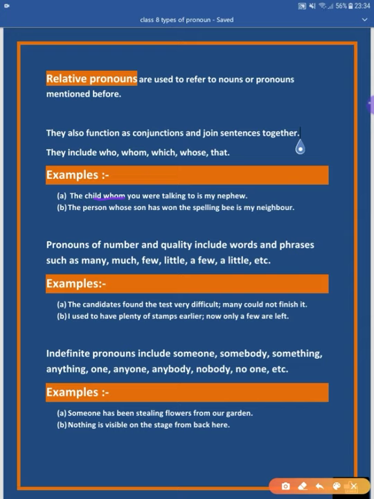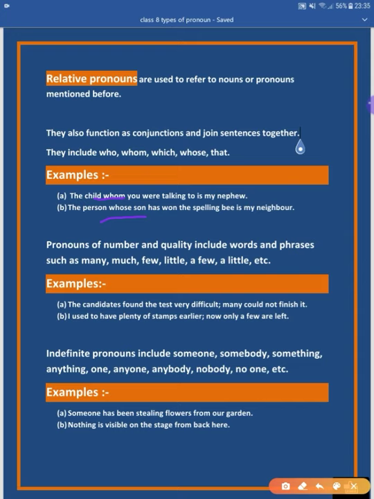Another example, we can see: the person whose son has won the spelling bee is my neighbor. The person is one part, and son has won the spelling bee, is my neighbor, is another part, and what is relating it, this is whose. So this is called relative pronouns.